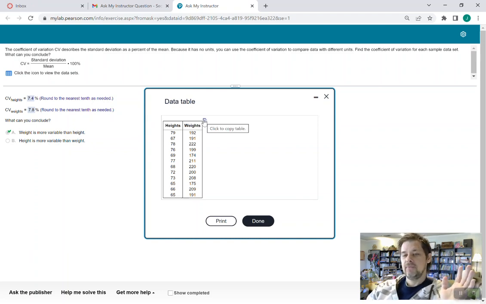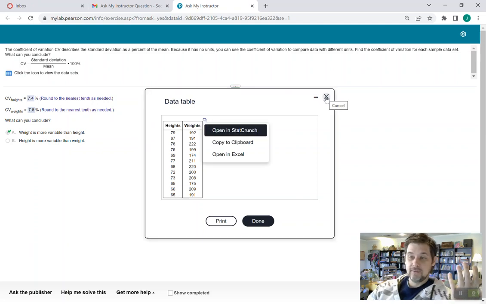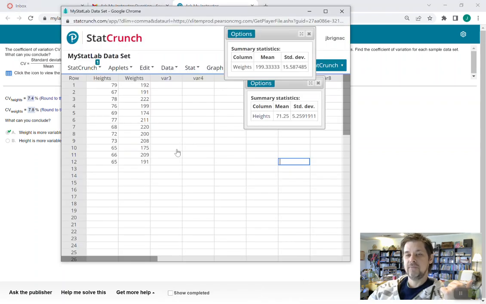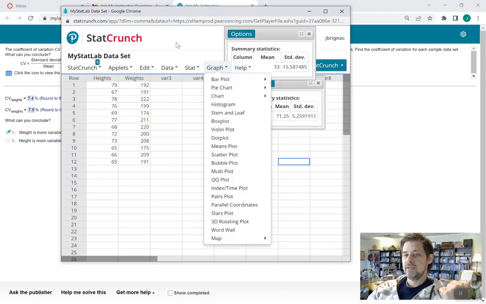Now, I can, if I want to, open this in StatCrunch, because in order to calculate the coefficient of variation for heights and weights, I need to find the standard deviation and the mean. And I can do that on paper with pencil. I can write out the calculations and use a handheld calculator if I want to, but I'll use StatCrunch, okay? So I'd open it in StatCrunch and it put the heights in one column and the weights in another.